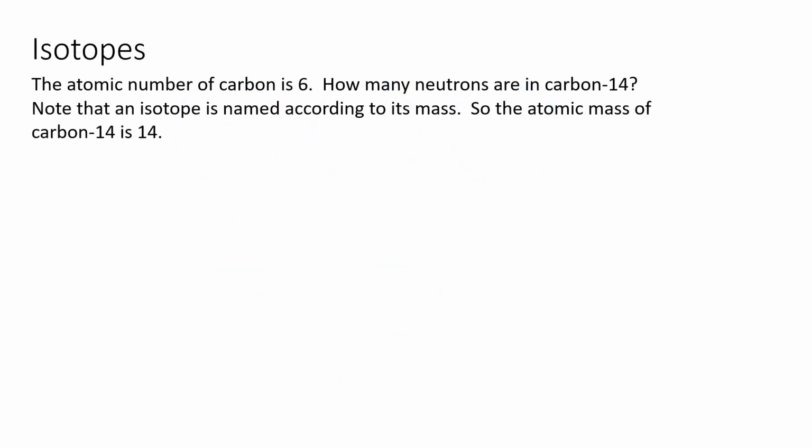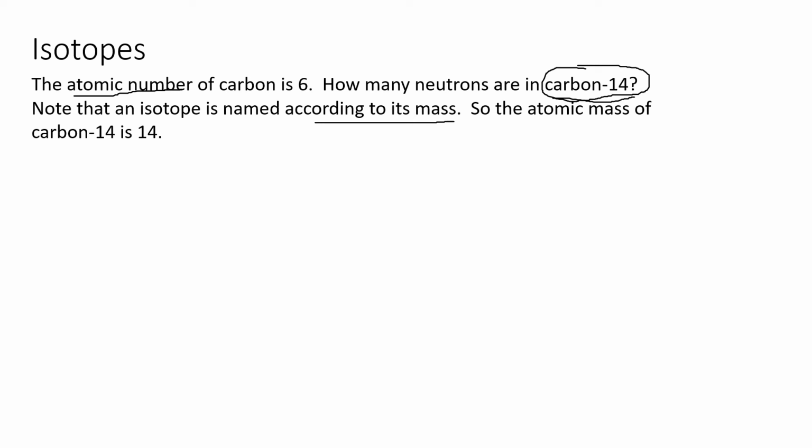Let's work through this question together. The atomic number of carbon is 6. What does that tell us? There's 6 protons. That defines the atomic number. How many neutrons are in carbon-14? Now, this is an isotope, carbon-14. You'll see the element with the number after a dash. Now, an isotope is named according to its mass. So that's telling us that carbon-14, the atomic mass is 14.